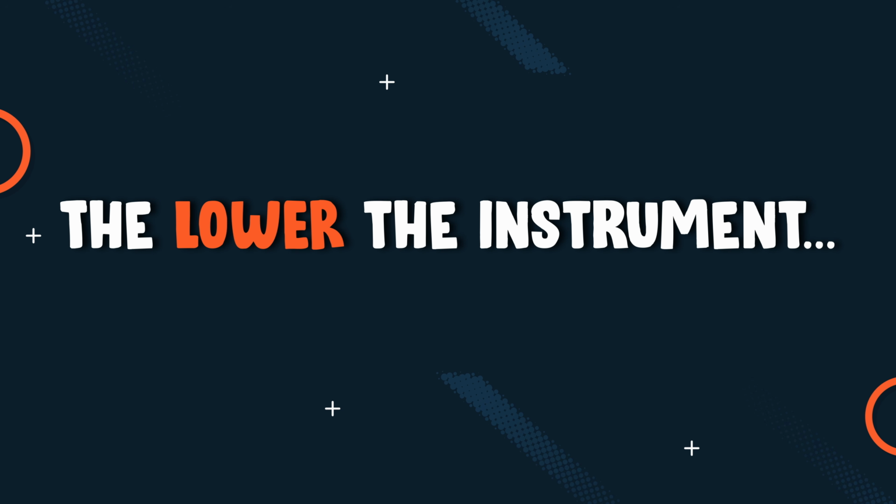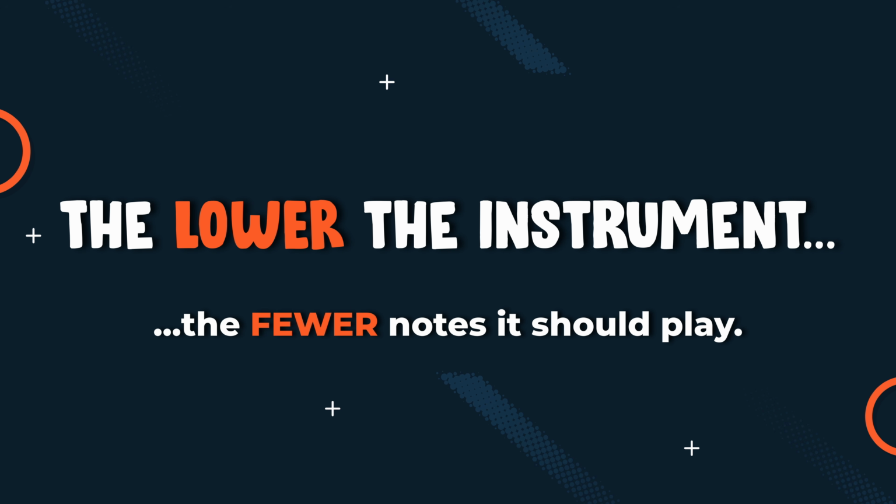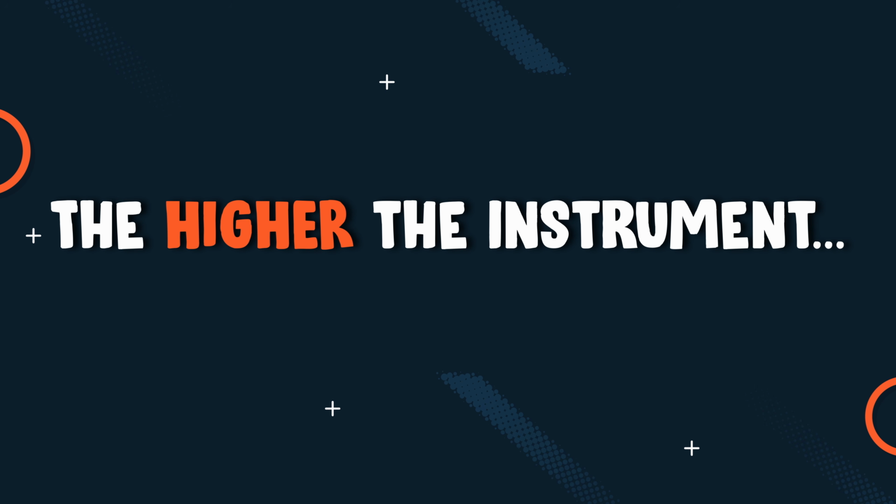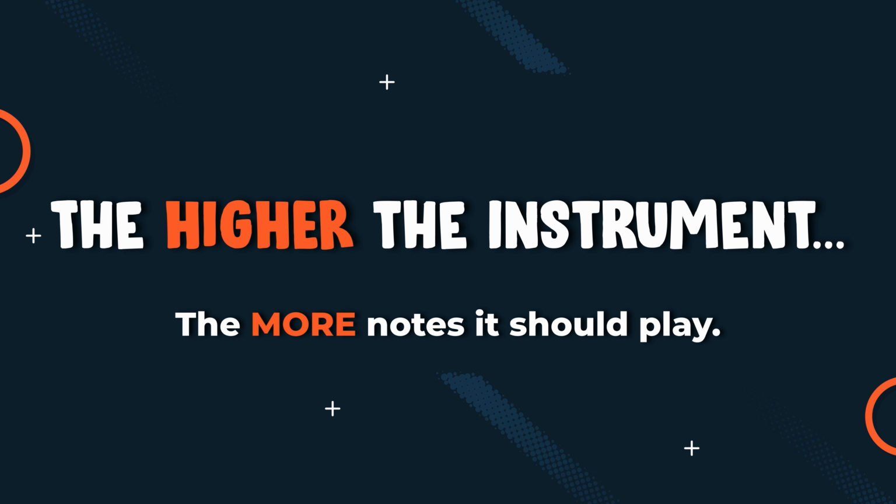First, the lower the instrument, the fewer notes it should play. And the higher the instrument, the more notes it should play. This is a simplification, but what I mean is low instruments like basses take much more space in the frequency spectrum. Our brains are much worse at hearing all the details from a low instrument compared to a high one.